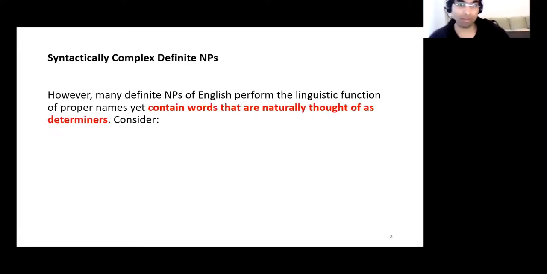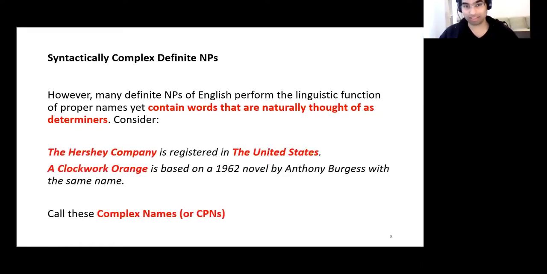Now, the Millian view stands in stark contrast with the fact that many definite noun phrases of English perform the linguistic function of proper names, yet contain words which can naturally be thought of as determiners. Consider, for example, the proper names in these sentences. The Hershey company is registered in the United States. This sentence contains two proper names, both beginning with THE: the Hershey company, and another name, the United States.